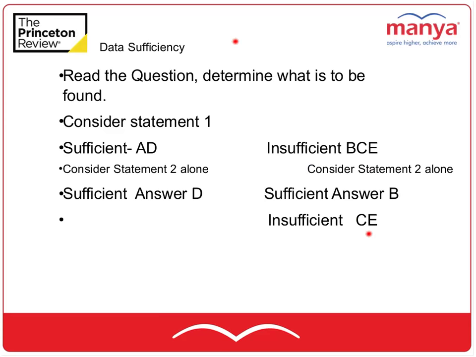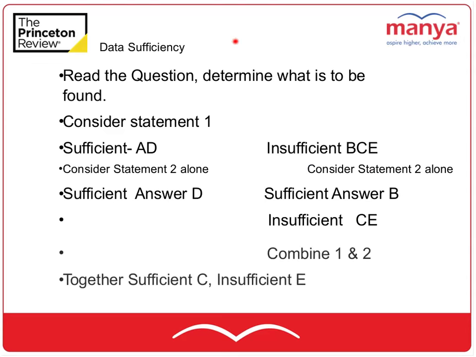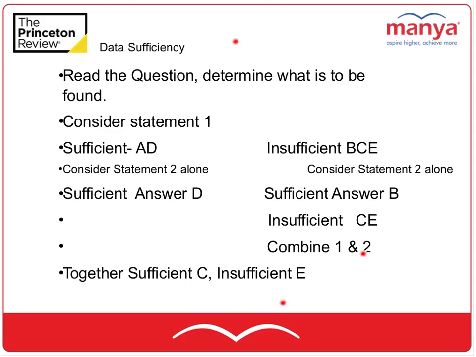Then if both statements are not individually sufficient, we have to combine both statements 1 and 2. That is when you consider both statements' information and look at whether the two statements combined are going to give you the answer for the question.